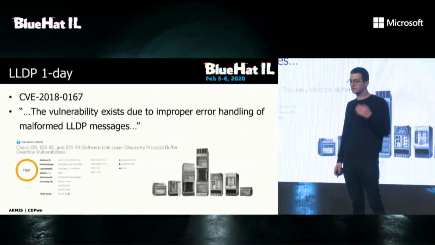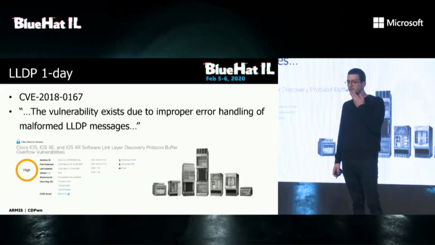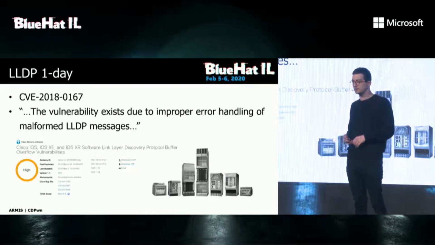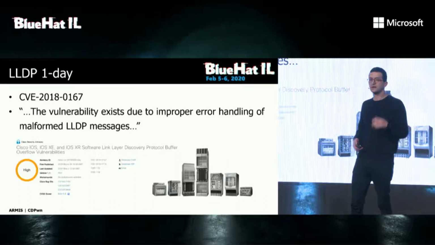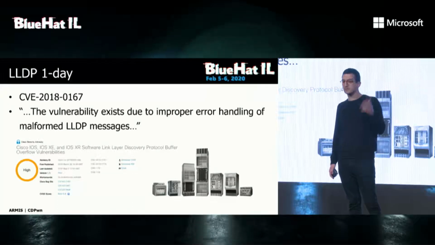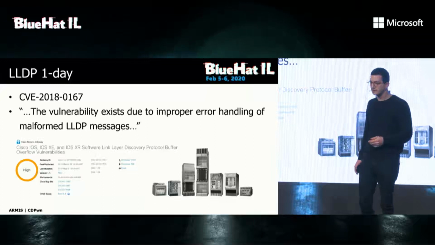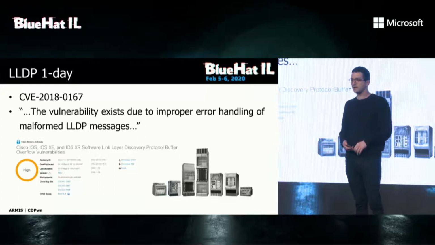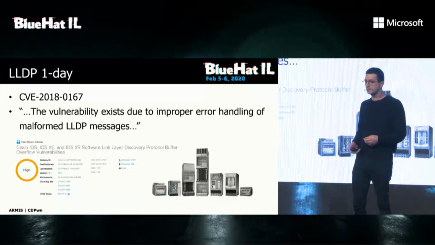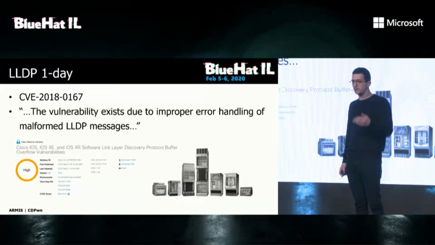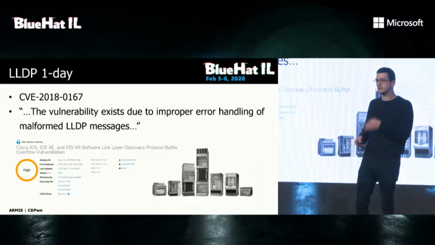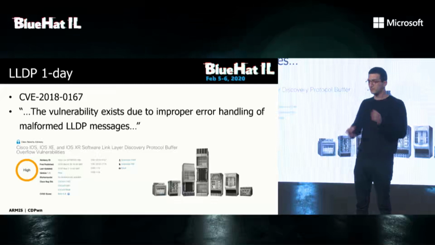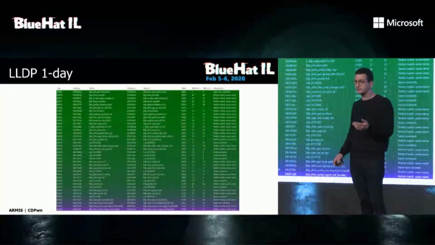Okay, so we started our research with this first advisory, and it said something very generic about the vulnerability that was closed. It said the vulnerability exists due to improper handling of malformed LLDP messages. Sounds like every bug in every protocol, so nothing that you can actually work with. But what we did, we just downloaded the images of the affected IOS XR routers before and after the patch, and we used patch diffing.